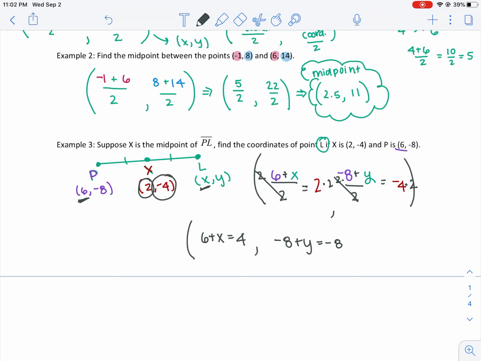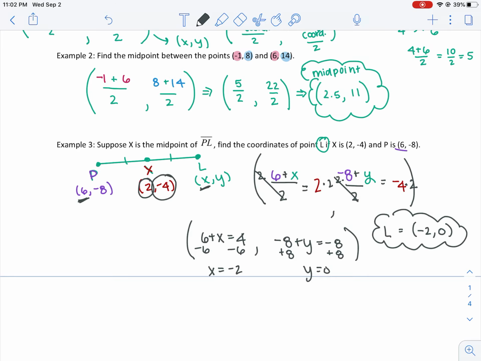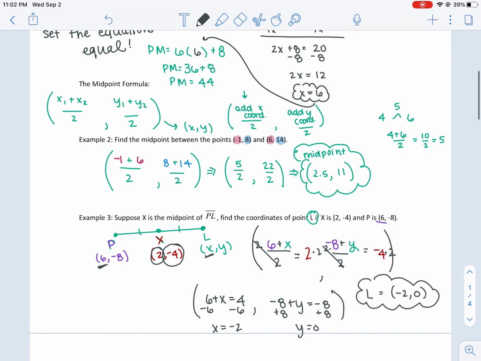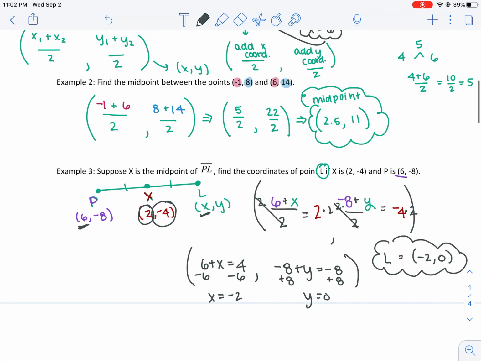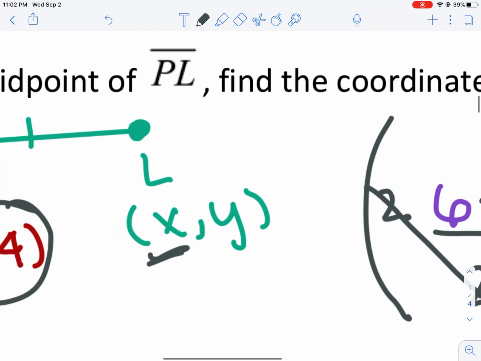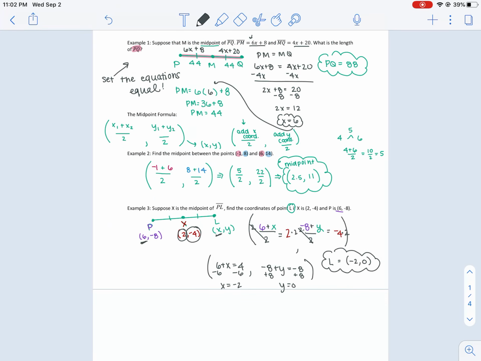Okay. Then I'm going to subtract 6 to get x by itself. So x is equal to -2. And I'm going to add 8 to both sides. That cancels out. So y is 0. So I know that my coordinate point for L is -2, 0. And that is it, my friends. That's how you solve it if you're trying to find the midpoint, and how you solve it if you're trying to find an endpoint. In this case, we're trying to find L, the endpoint L.